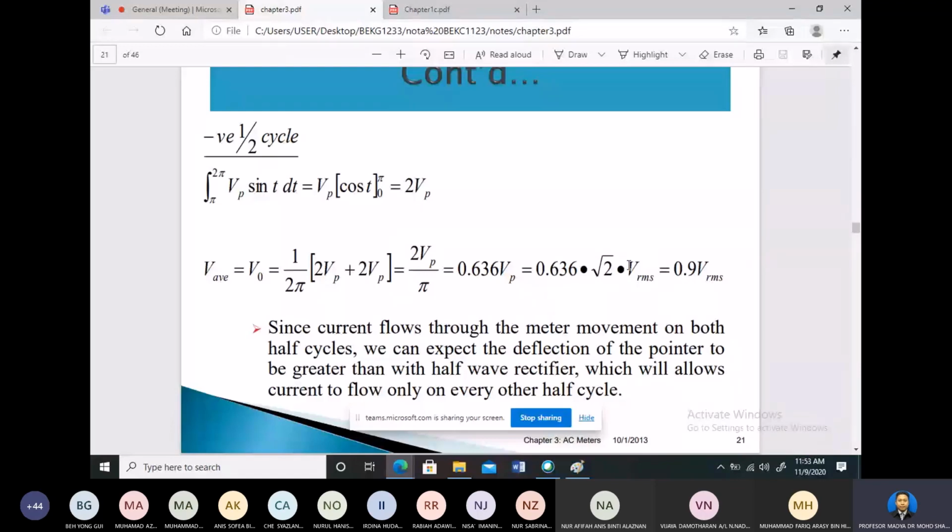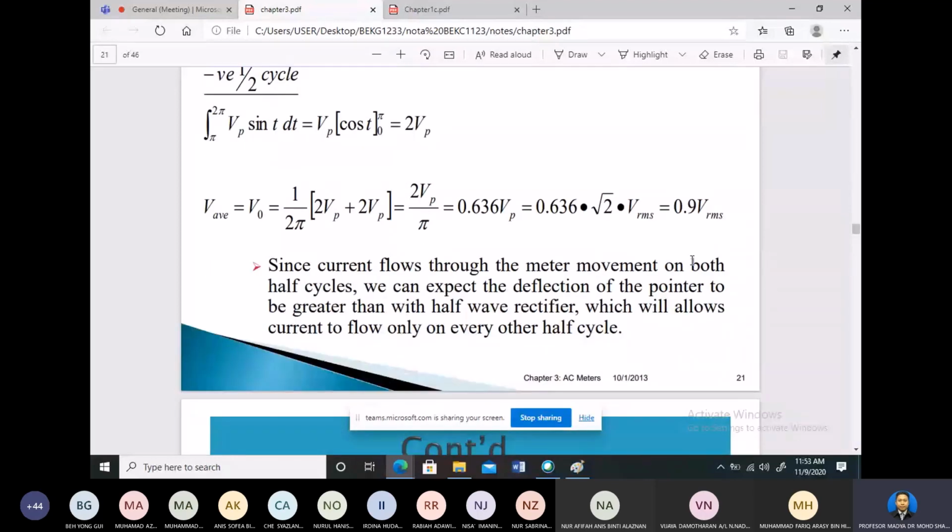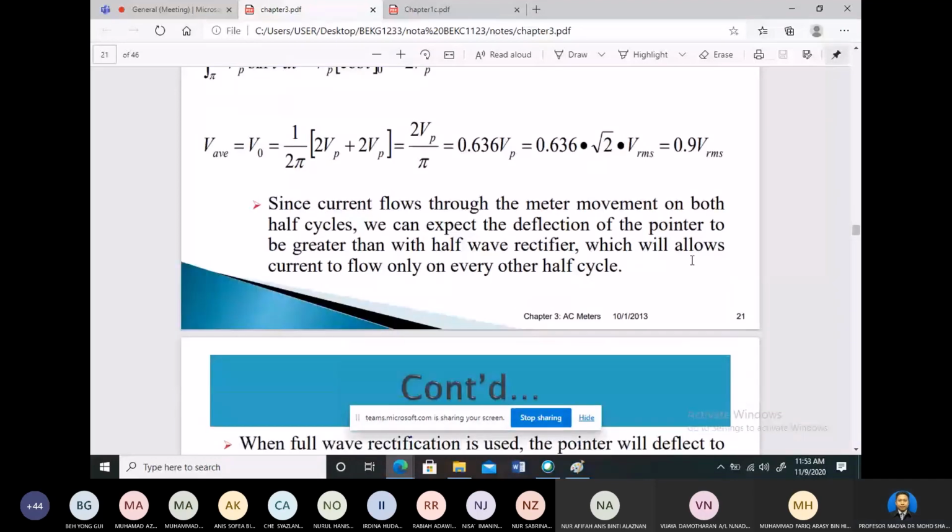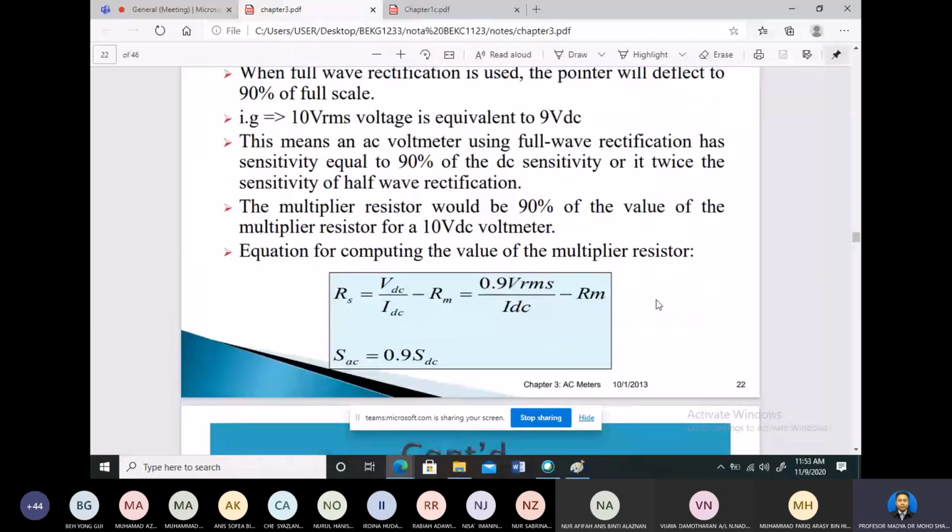For you, just use the formula. To calculate the average voltage for a full wave rectifier, use 0.9 multiplied by VRMS. For a half wave rectifier, you have to use 0.45 multiplied by VRMS. Okay, that is for half wave, and full wave is 0.9. So this is the formula, you can see this one, just use the formula to calculate for the rectifier.